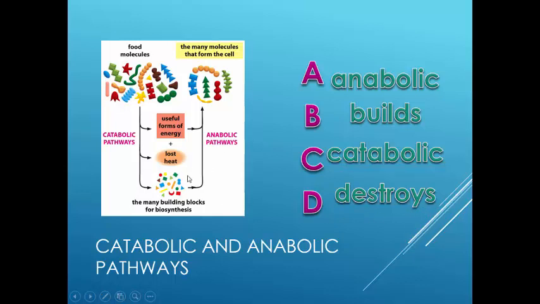Energy release is also an important aspect of these pathways. Besides creating building blocks for the cell, catabolic pathways also release useful energy such as ATP and energy in the form of heat. Once again, conversely, anabolic pathways need this energy to create these molecules.